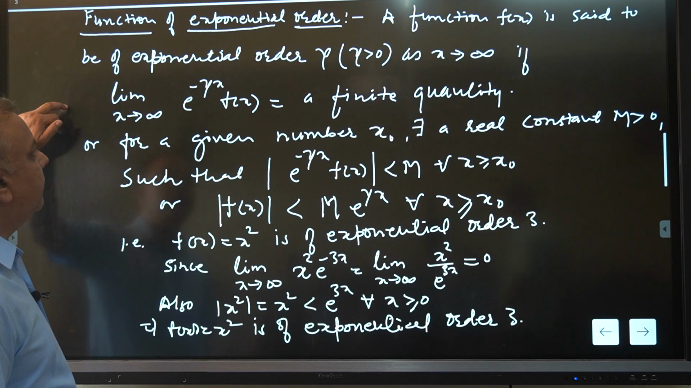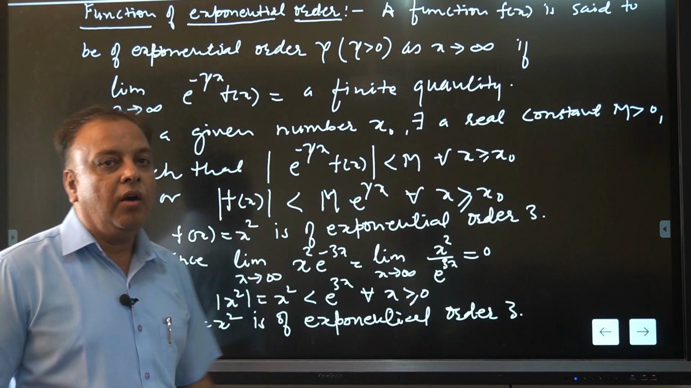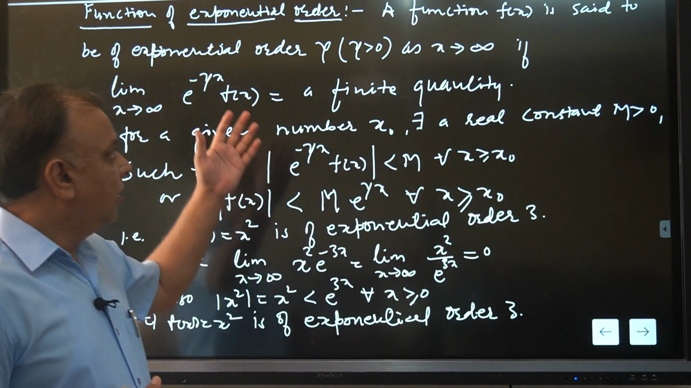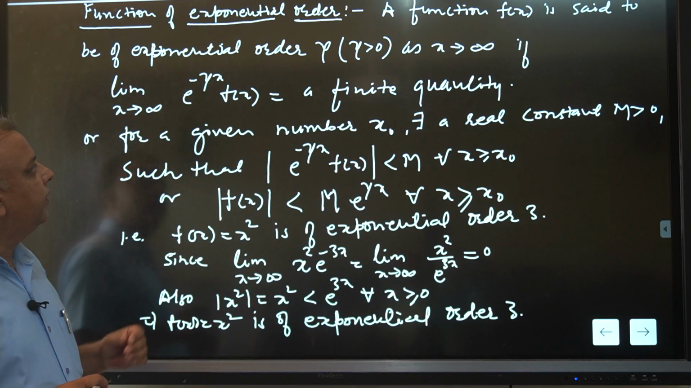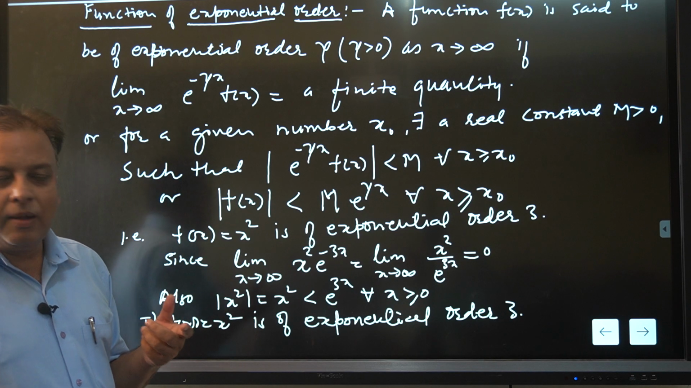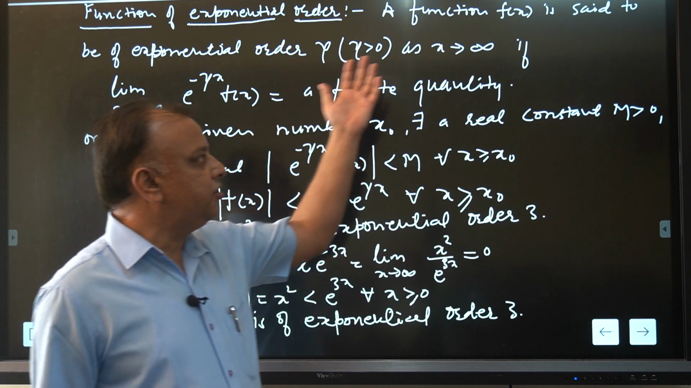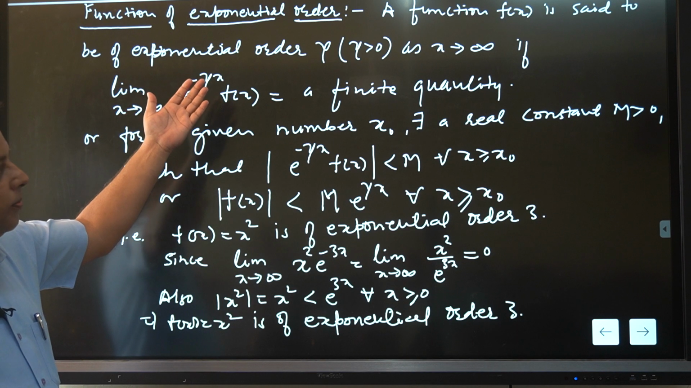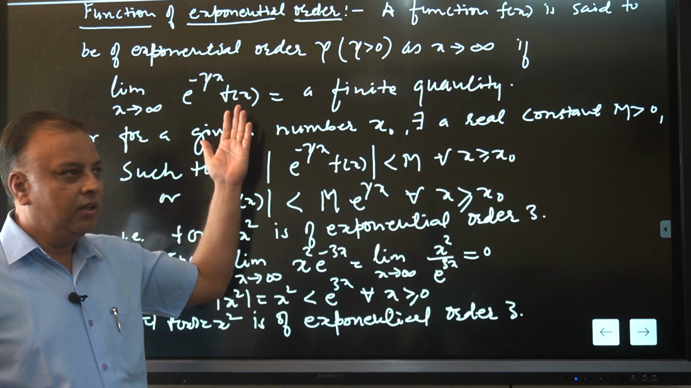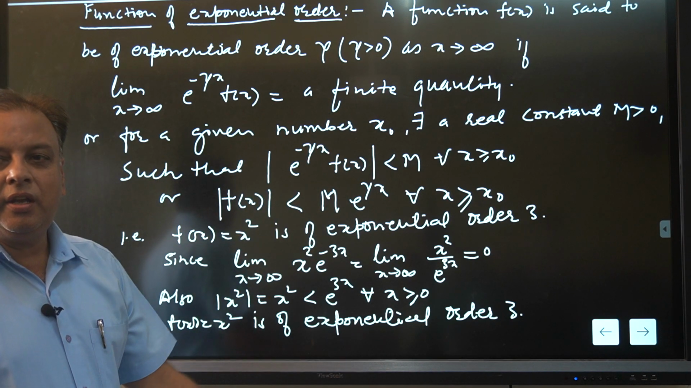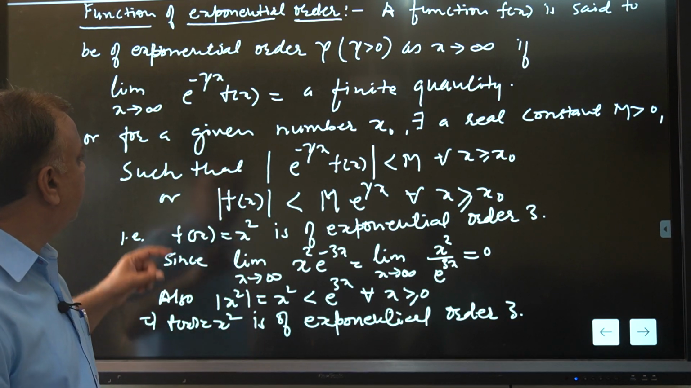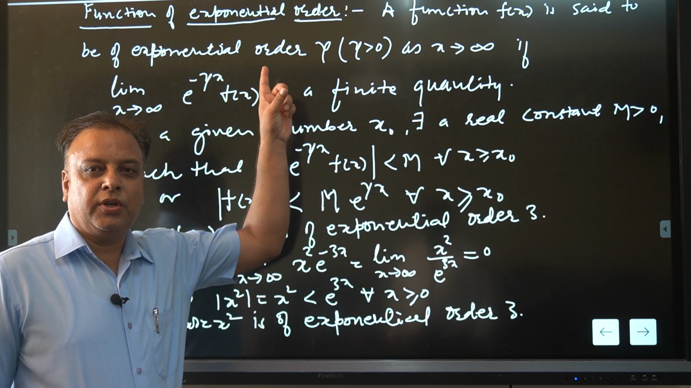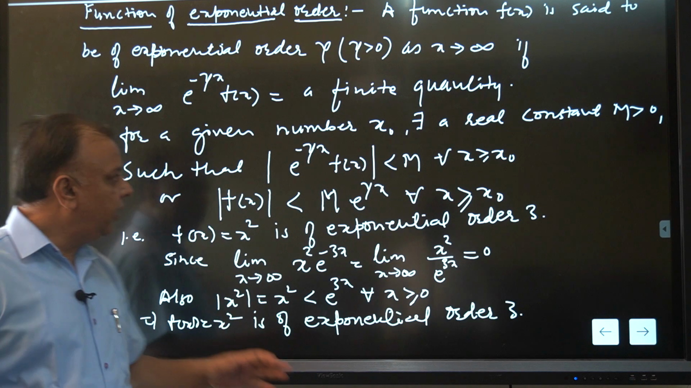Another property of the functions is the function of exponential order. What is the exponential order? A function f(x) is said to be of exponential order gamma, where gamma is a positive number, as x tends to infinity, if the limit as x tends to infinity of e raised to minus gamma x times f(x) is equal to a finite quantity. If this is a finite quantity, then the function is said to be a function of exponential order gamma.